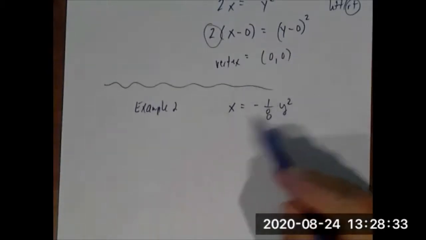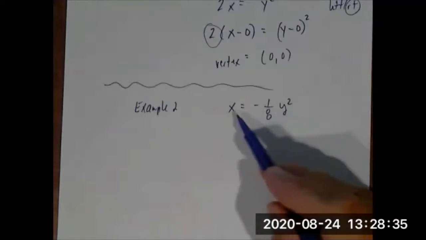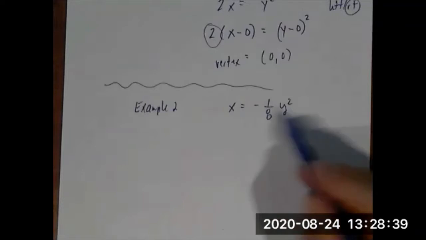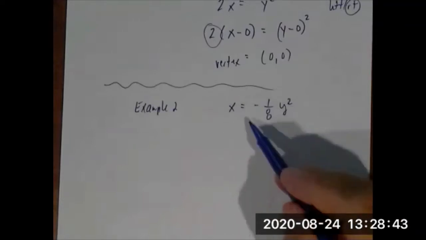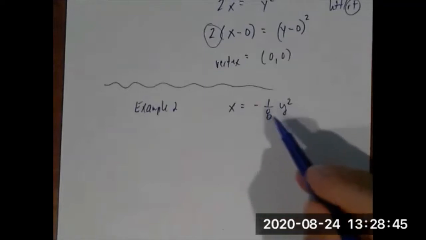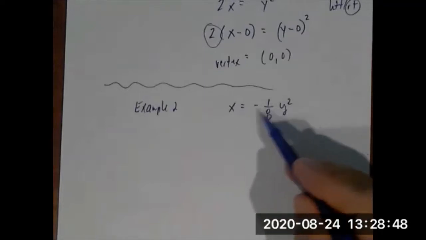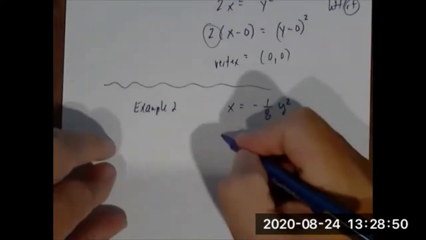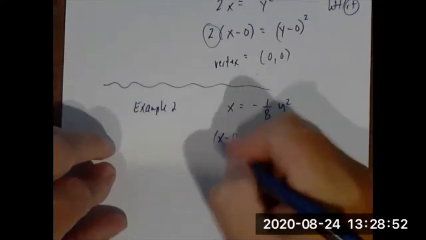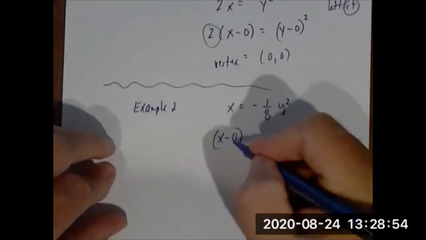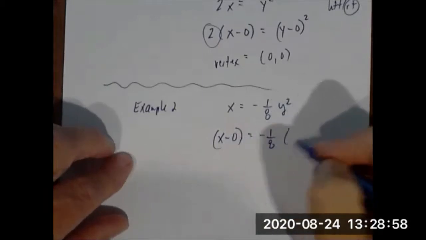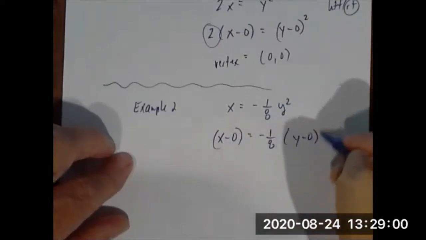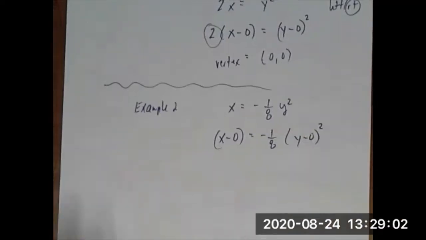Okay, so this is sort of what I just talked about. At first glance, you don't see any parentheses. Now, when you do these problems, you probably will not do what I'm going to do now, but just because I'm teaching you, let's go and create some parentheses here. So based upon what I just showed you, x can become x minus 0, and y squared can become y minus 0 squared.